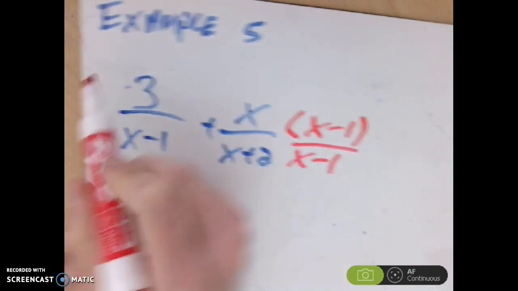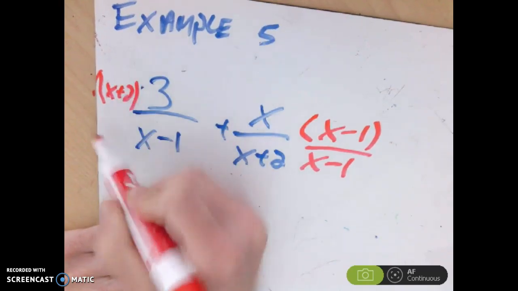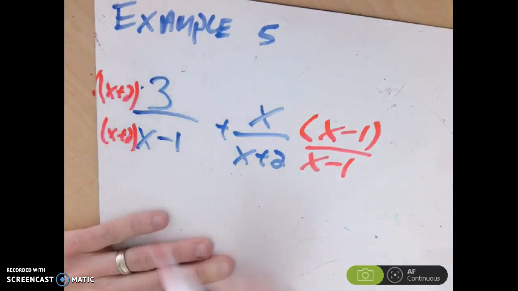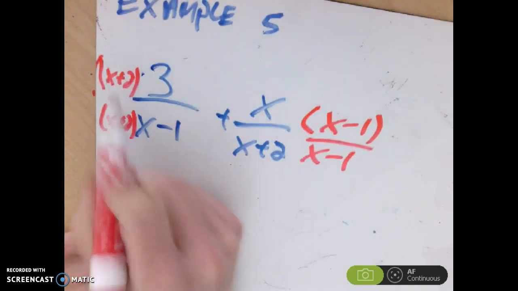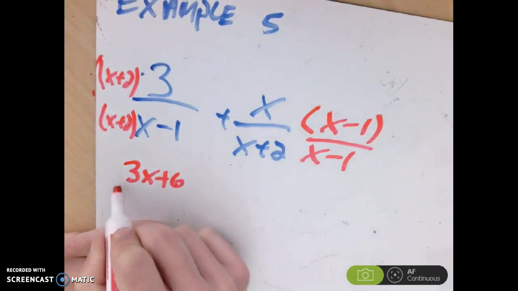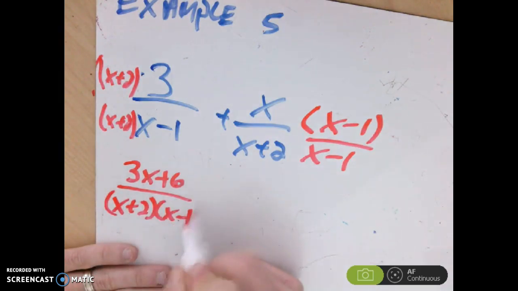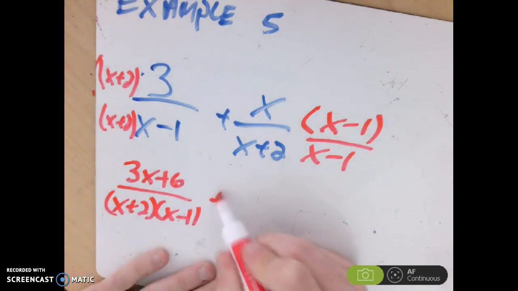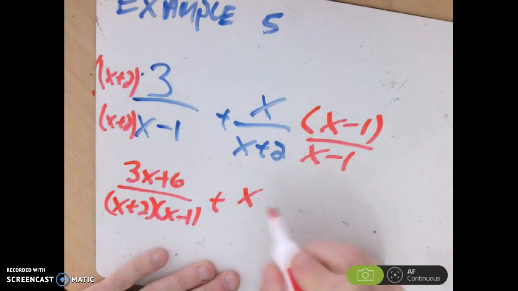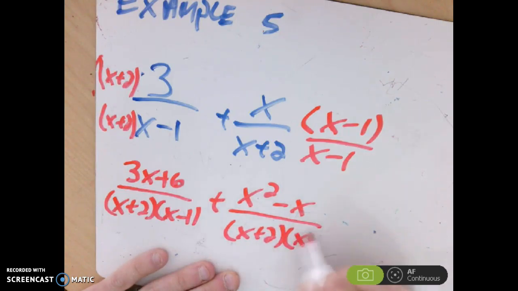I'll take this side, I didn't leave myself much room, and write x plus 2 over x plus 2. So then I'll just do the multiplication out, and I have 3 times x plus 2, so I get 3x plus 6 over, and I'm not going to do the multiplication out on the bottom, x plus 2 times x minus 1. Well, I'll do it out later. Plus, and now I'm going to do this multiplication out, x squared minus x over x plus 2 times x minus 1.